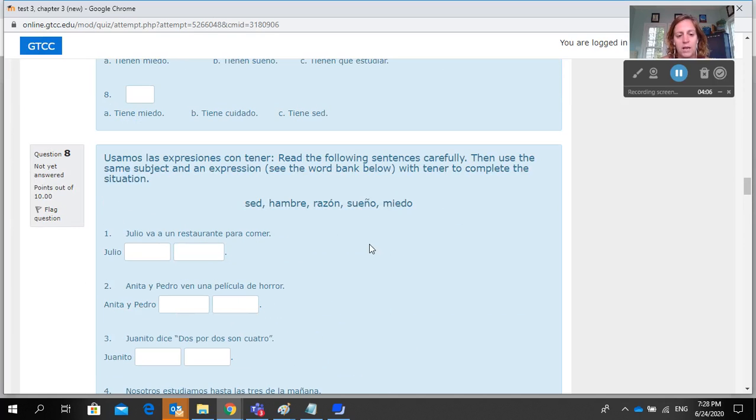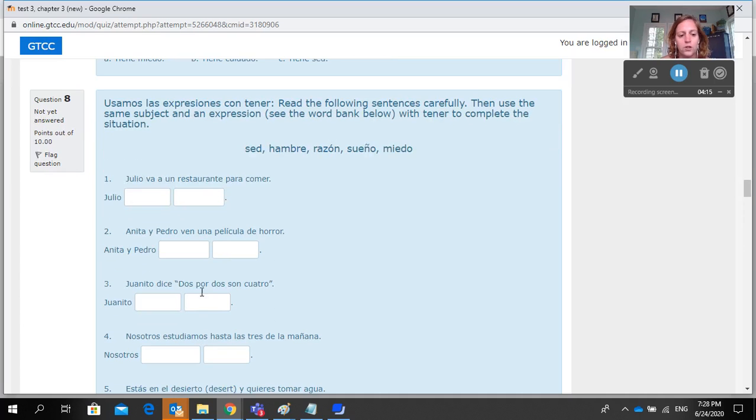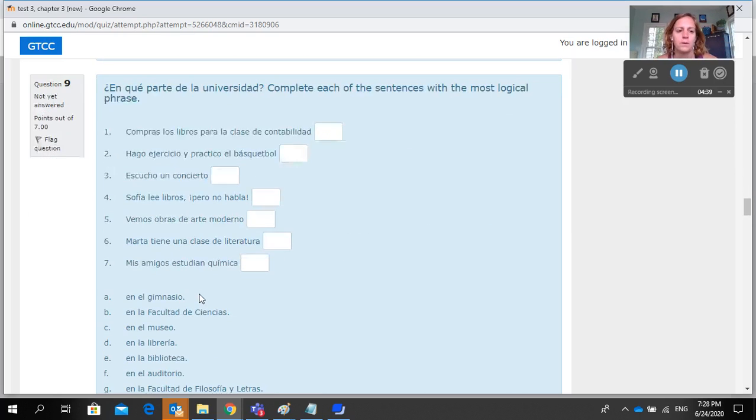Here, you're still dealing with your tener expressions. It says, read each sentence carefully, then use the same subject and an expression with tener to complete the situation. So in the first blank, you're going to have tener, and you need to conjugate it for who it is that feels this way, and then you need to pick the word that would complete the tener expression. Because remember, we had tener hambre, tener sed, tener frío, tener miedo. So one of these words will go in the second blank, and tener goes in the first one, but you need to conjugate it to reflect who it is that's hungry or sleepy, etc.